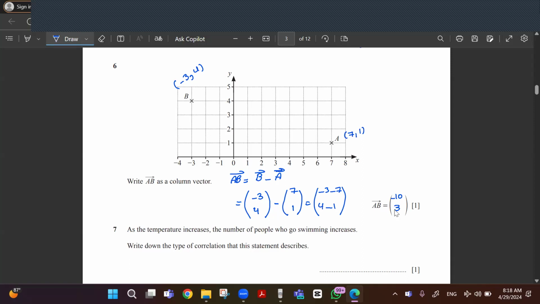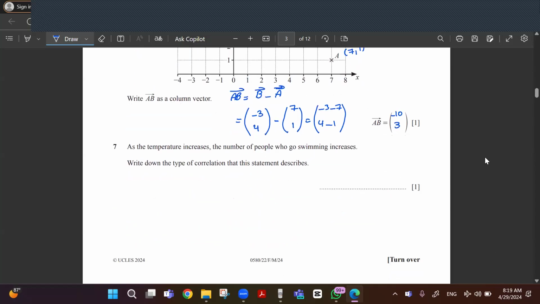Any problem in that? So whenever he asks me for a column vector, what should I do? The end minus the start. Vector AB equals vector B minus vector A. So how to write the point as a vector? To write the point as a vector, we imagine it is OA. So we write it like this, 7 and 1. And here vector B means from O to B, which is -3 and 4 like this. Okay, then subtract them easily.